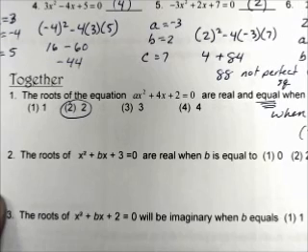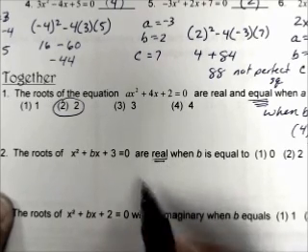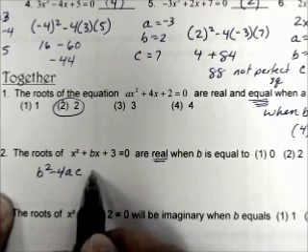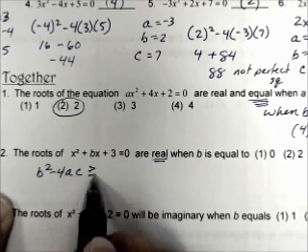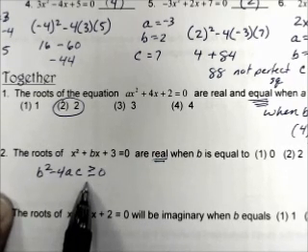Number 2, the roots of x squared plus bx plus 3 equals 0 are real when b is equal to, well, our roots are real when the discriminant, when b squared minus 4ac is greater than or equal to 0, right? That's when our roots are real. In other words, it can't be less than 0. If it's less than 0, your roots are not real, they're imaginary. All right, well, let's substitute in and solve this inequality.